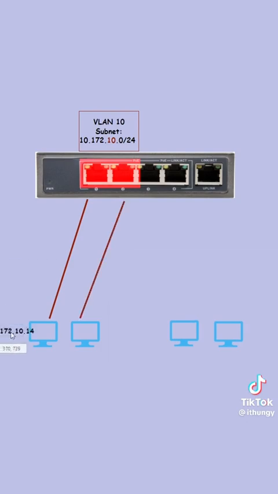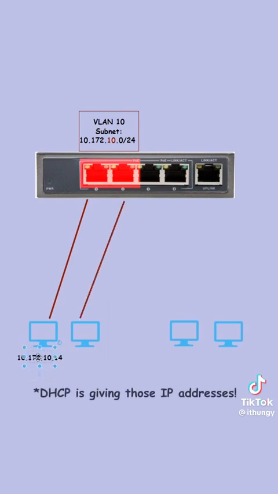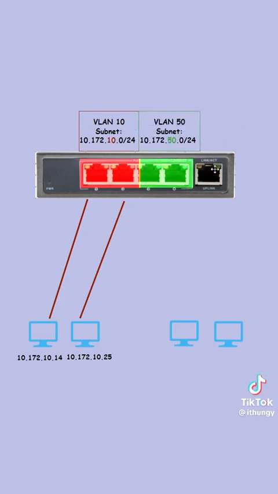So then we give this one the IP of 10.172.10.14, and the second one is going to get the IP address 10.172.10.25. Now on 3 and 4, we're going to have a separate VLAN, and this one's going to be VLAN 50, which will be 10.172.50.0/24. So then we plug these 2 computers into port 3 and 4, and now they are going to get 10.172.50.63, and the other one's going to be the same but with a .71 at the end.